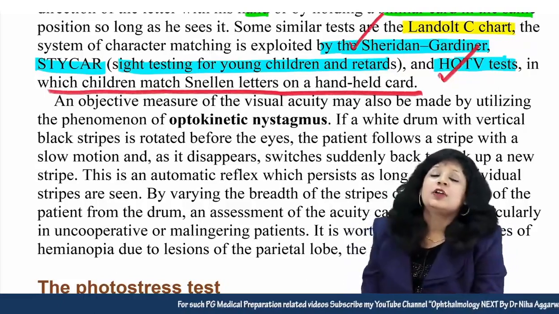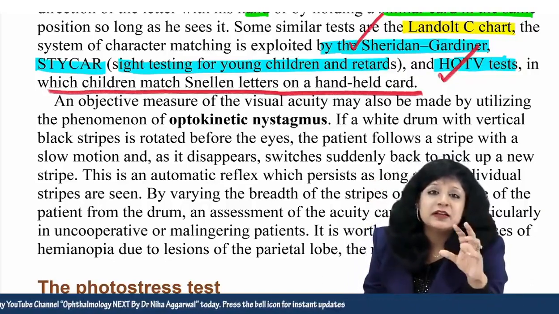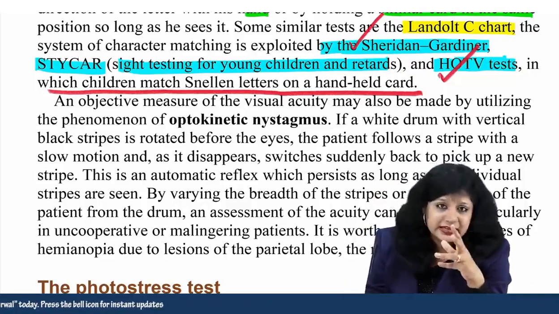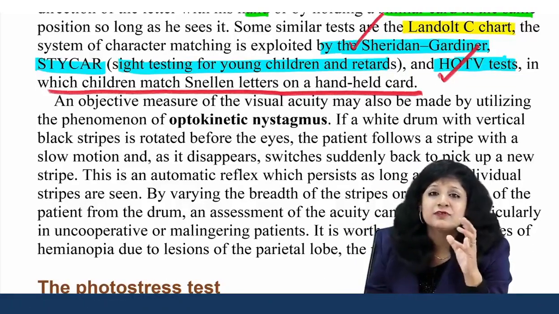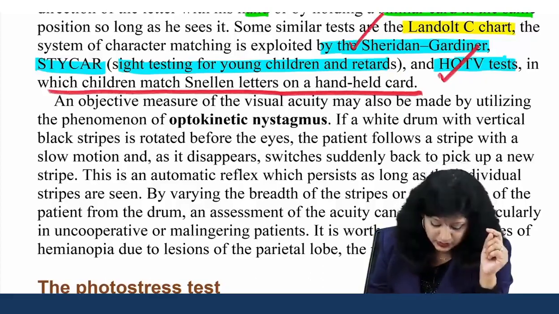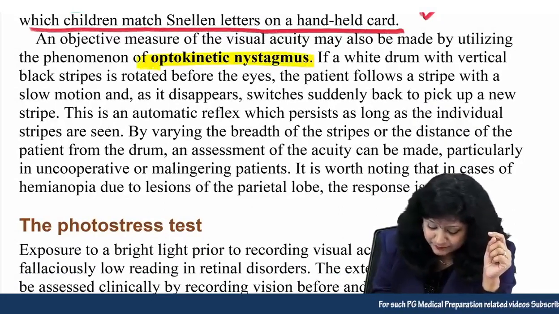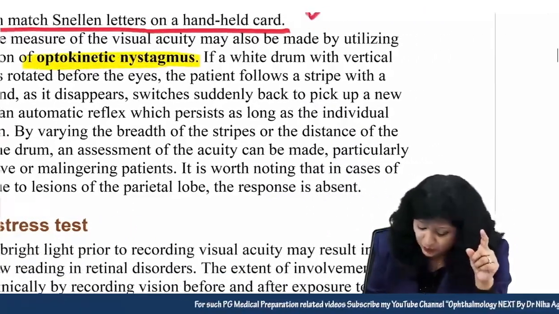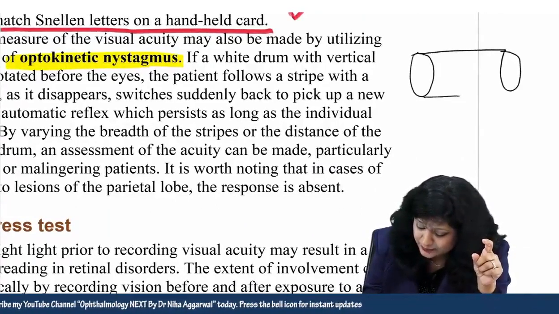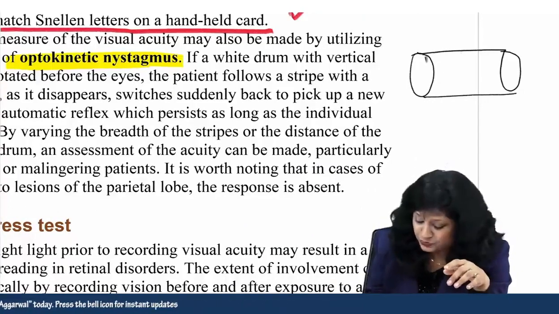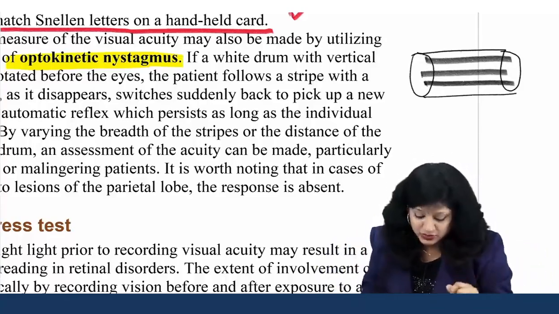Now, what you are doing, you have to ask the patient to see that, and he has to take out the similar card. Suppose he is saying E, so he has to take out the similar E card in his handheld cards also. So that way you will come to know that he is able to see this letter. An objective measure of the visual acuity, we can also use is optokinetic nystagmus. For that, a white drum is actually shown to the patient, in which we have got the stripes. Okay, we have got the alternating pattern of the stripes, and you are rotating it in front of the patient like this.